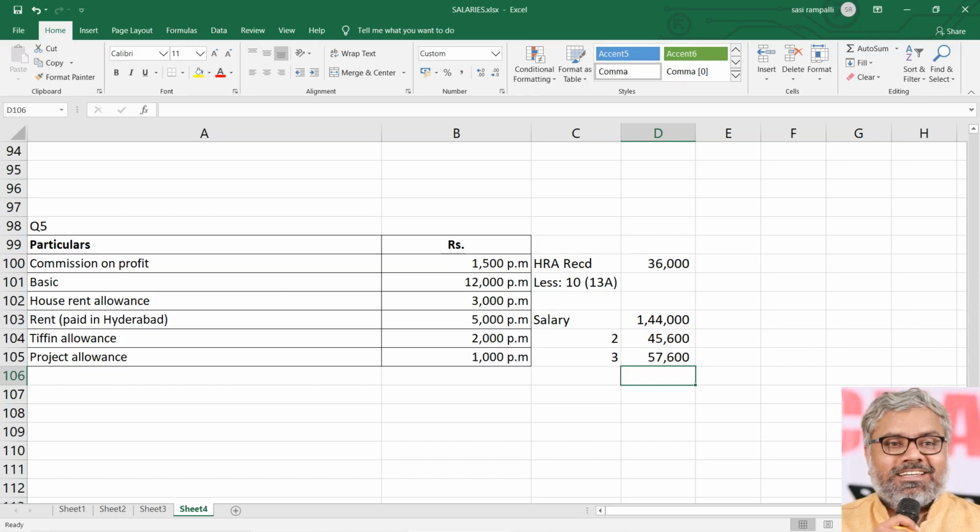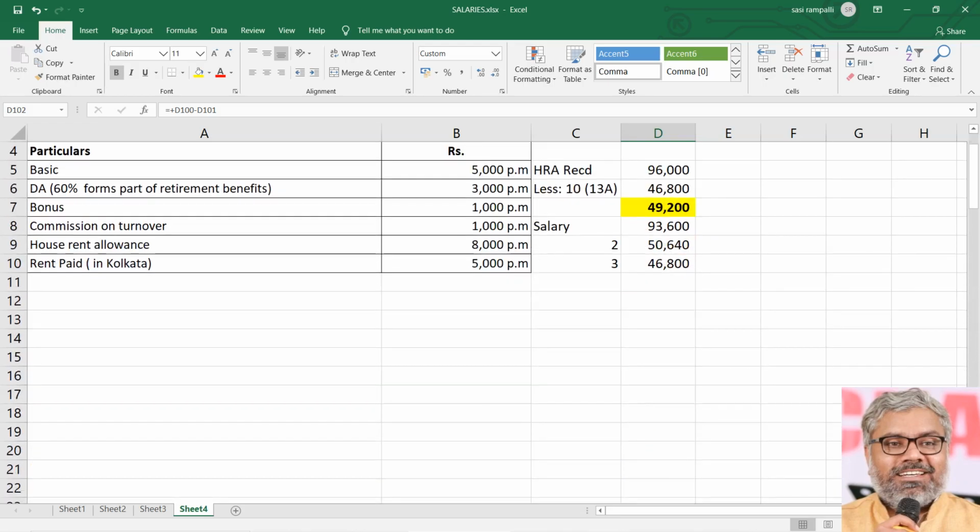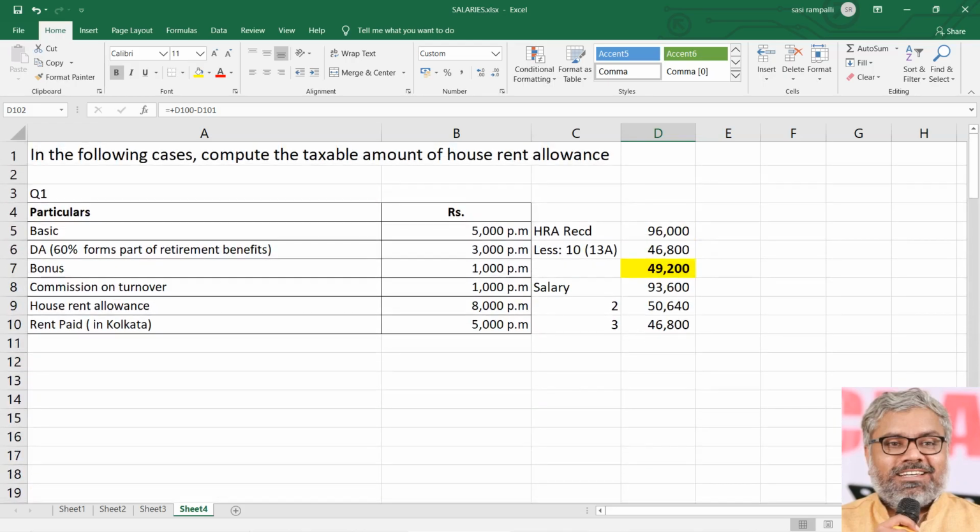Any place in India, only 40% of salary is the third calculation. Out of these 3 things, whichever is lower, once again HRA received is lower. So once again, taxable HRA here will be nil only. That is the way to calculate HRA exemption and accordingly the taxable HRA also.